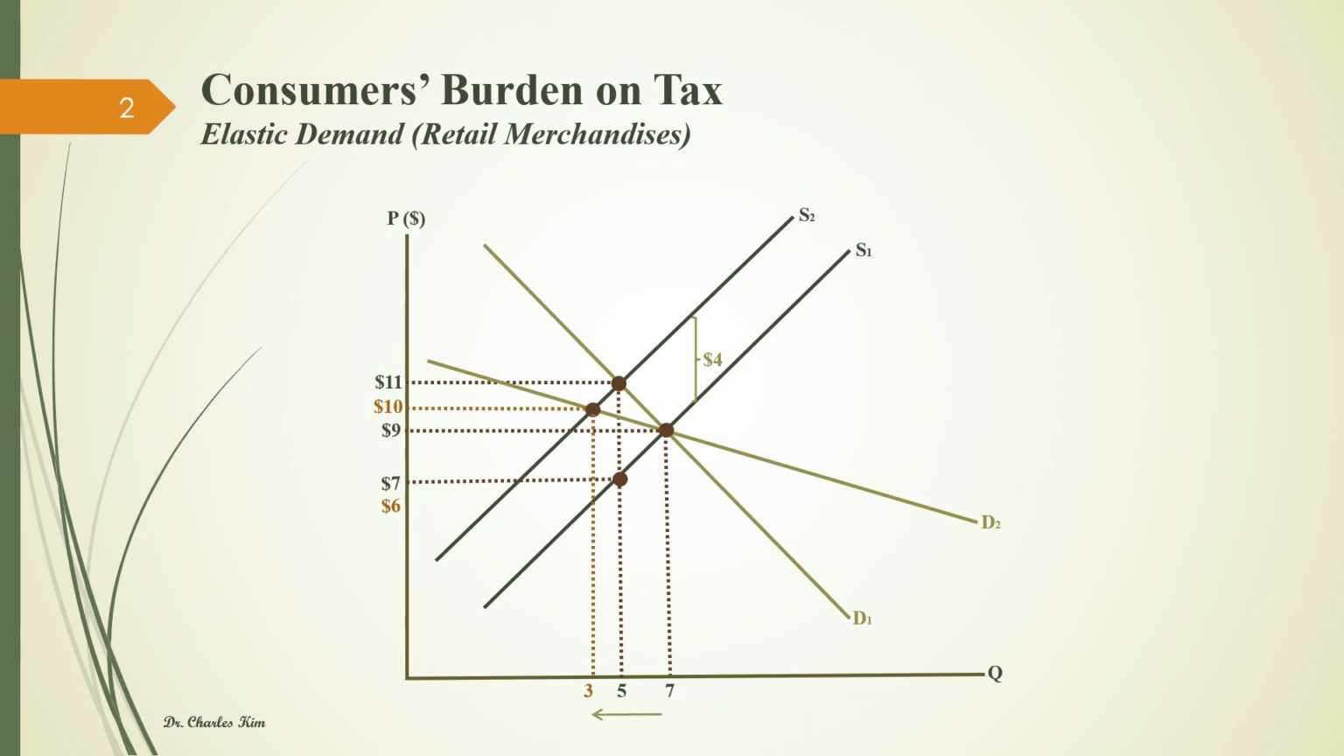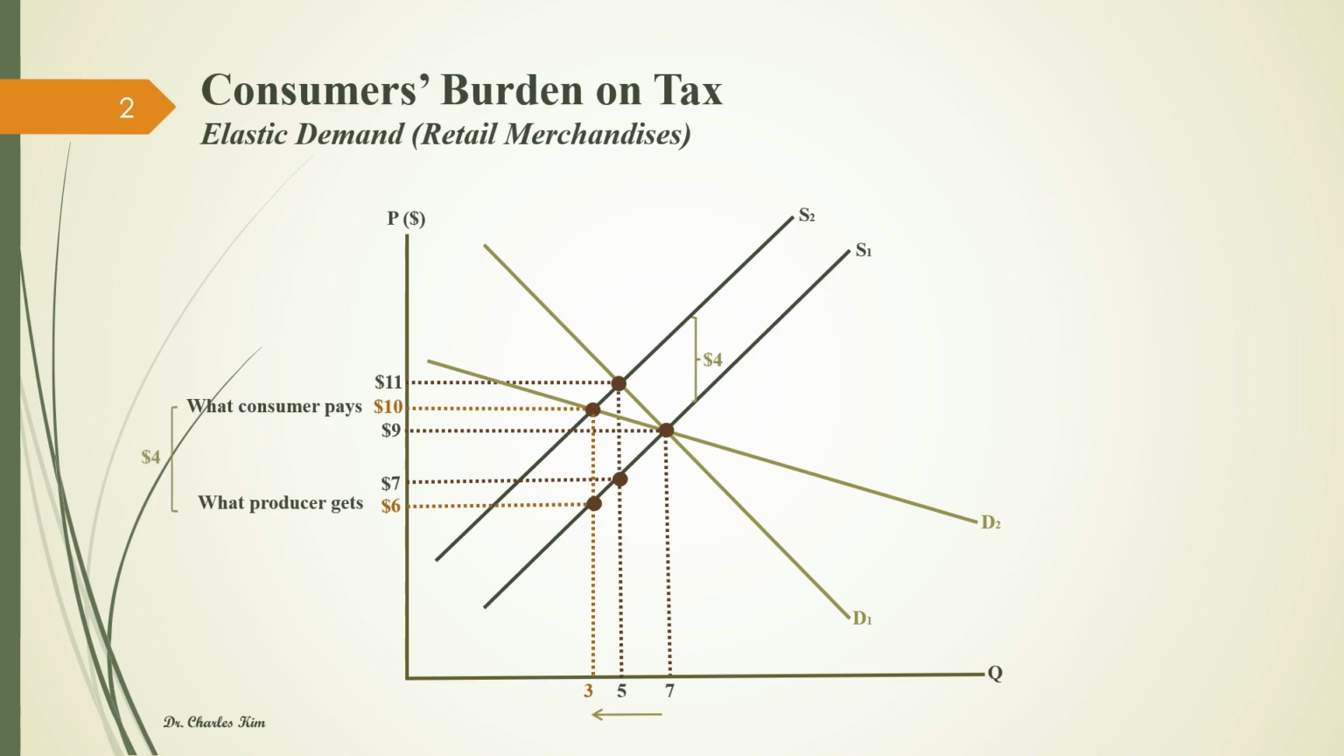Due to the elastic demand, when tax is levied on goods, quantity is reduced from 7 units to 3 units. Earlier, in a normal case, the quantity only decreased from 7 units to 5 units. If this is the case, $10 is what consumers have to pay, and $6 is what producers need to get by lowering their profits or cutting the cost of production.